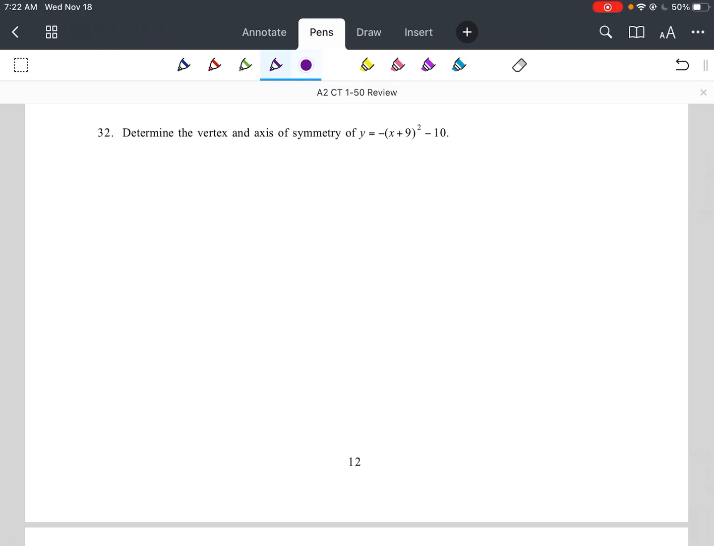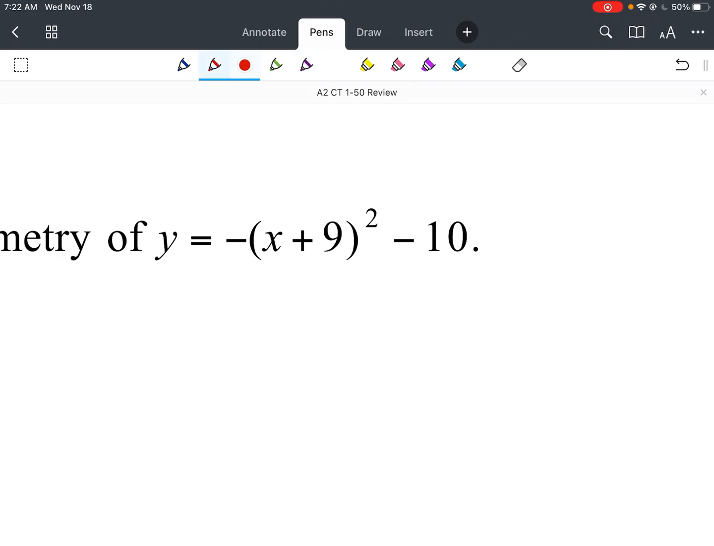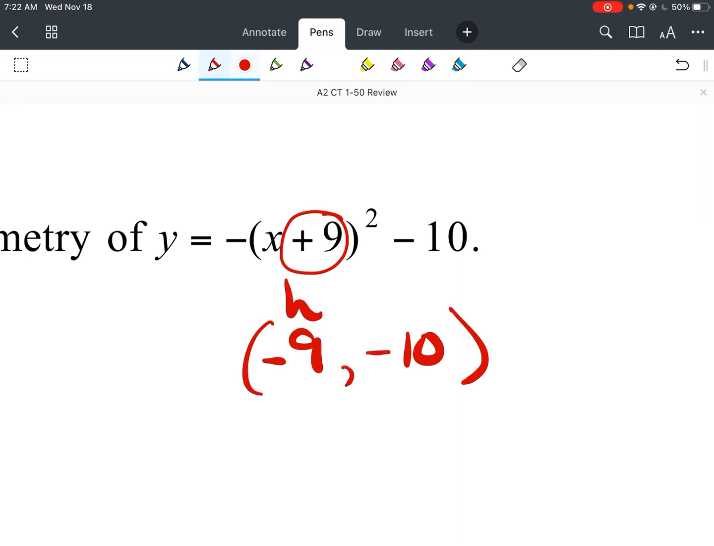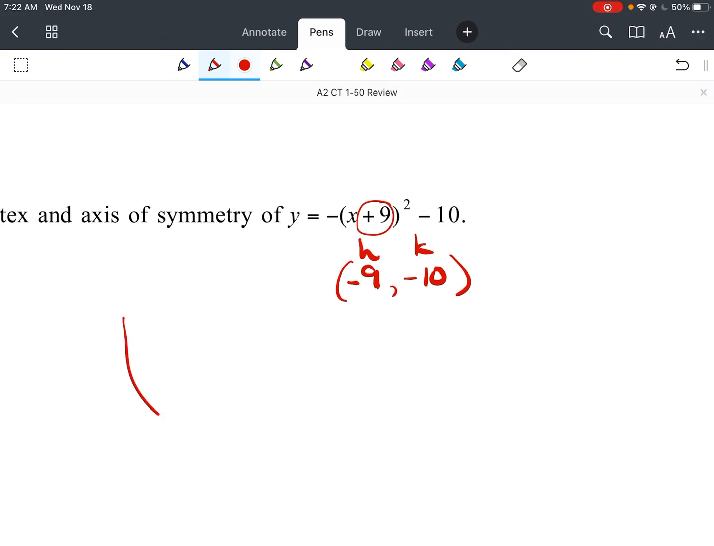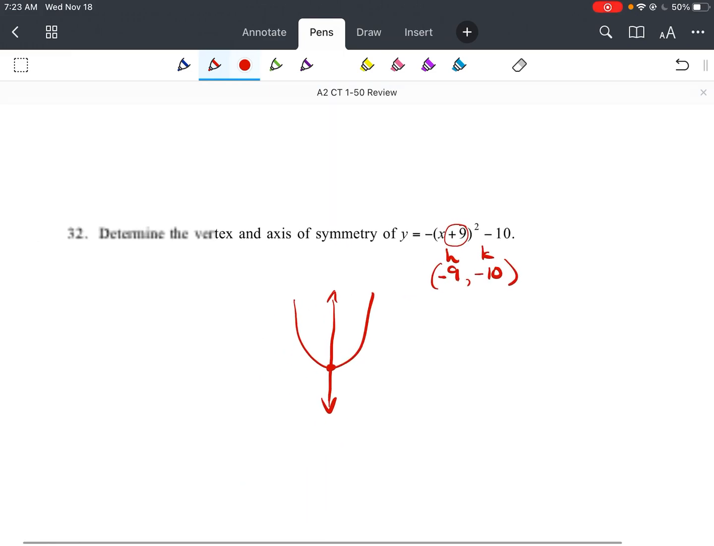Number 32, determine the vertex and axis of symmetry. Okay, vertex is really easy. You pull it from here, but remember x, it's always x minus h, so the x is opposite. So it's really negative 9 was my h value, and then negative 10 was my k value. So this is h, this is k. This is the vertex, okay? Now the vertex of my parabola is at the center of that. This is the dot right here. The vertical line that goes through that is my axis of symmetry.